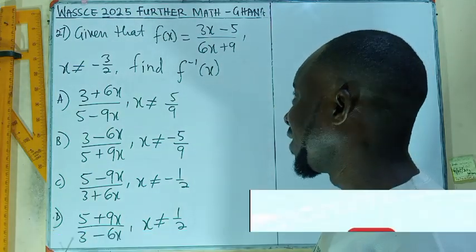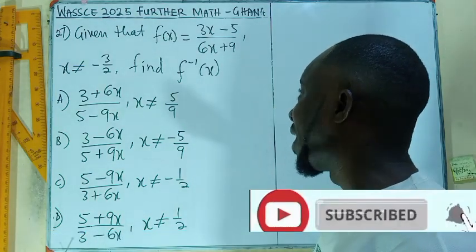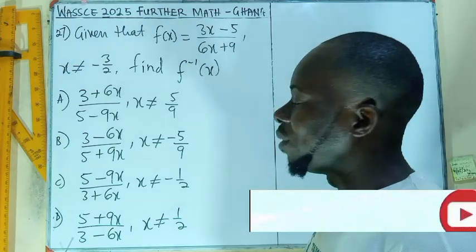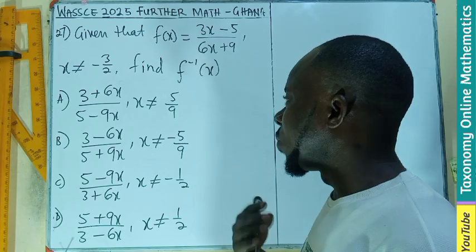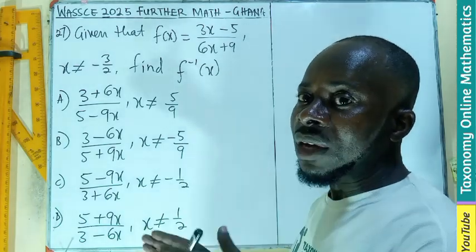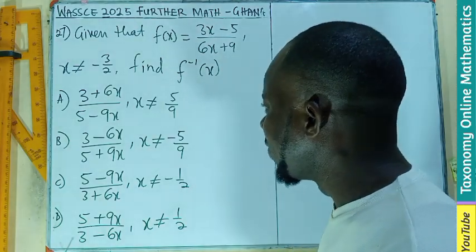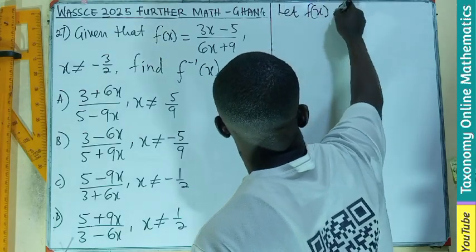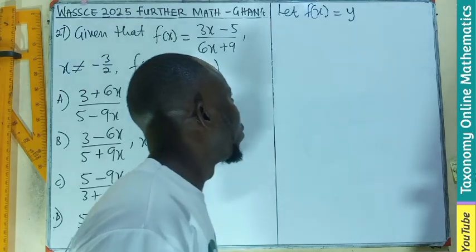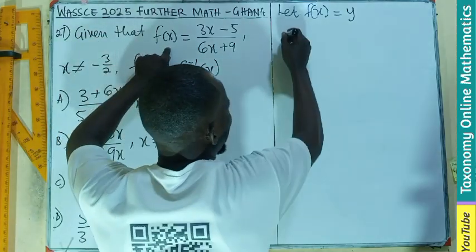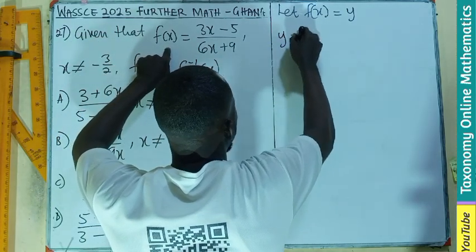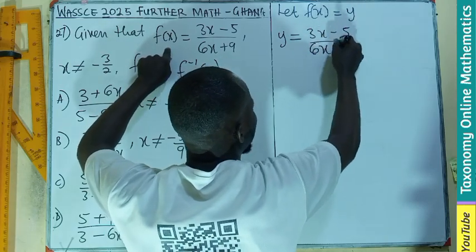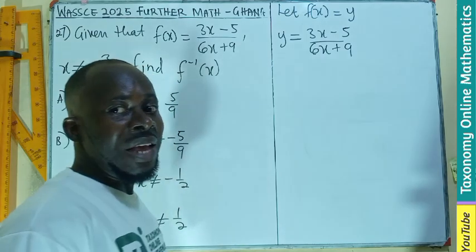Given that f(x) equals (3x - 5) divided by (6x + 9), where x cannot be -2/3, we have to find the inverse function. In finding the inverse function, we first let f(x) be equal to the dependent variable y. That means my equation becomes y equals (3x - 5) divided by (6x + 9). That's the first step to take.